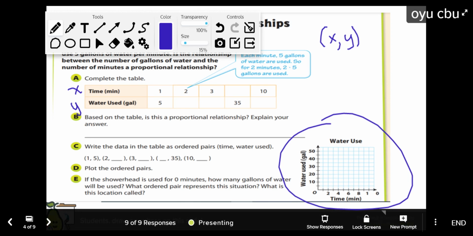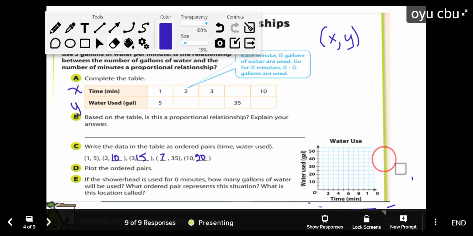All right, so we are writing letter C. We have to write our coordinates. So we have (1, 5), (2, 10), (3, 15), (7, 35), (10, 50). Now we are going to take our ordered pairs, and we're going to graph them.